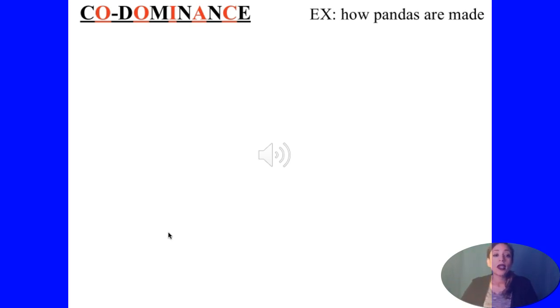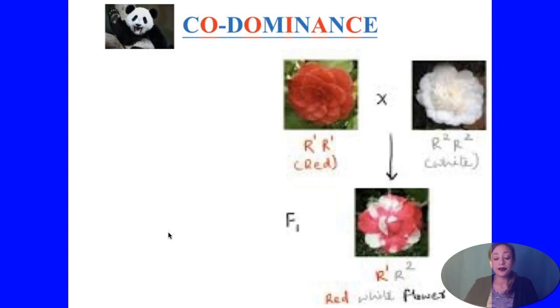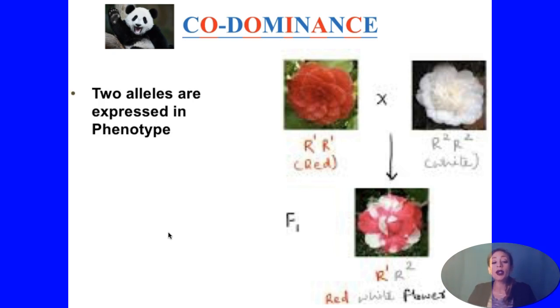So here's another type of inheritance. This is called codominance. Now, incomplete dominance, remember, it's a blend of the parents. Codominance, however, is actually going to be different. This is where 2 alleles are expressed equally in the phenotype, but they're not going to blend together. So previously, in incomplete dominance, we had red flower and white flower made pink. In codominance, they're going to codominate together, which means they both show up.